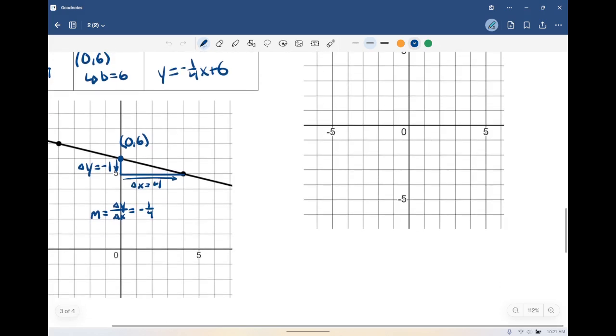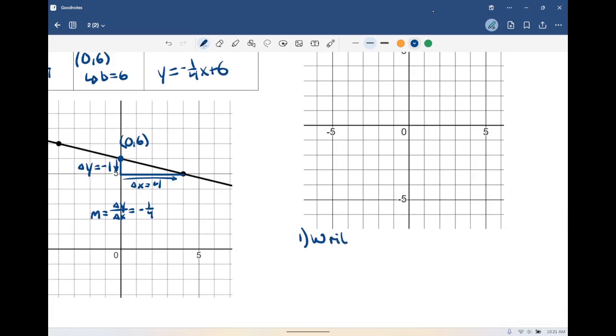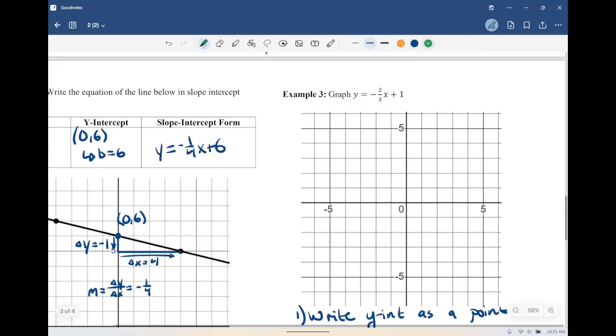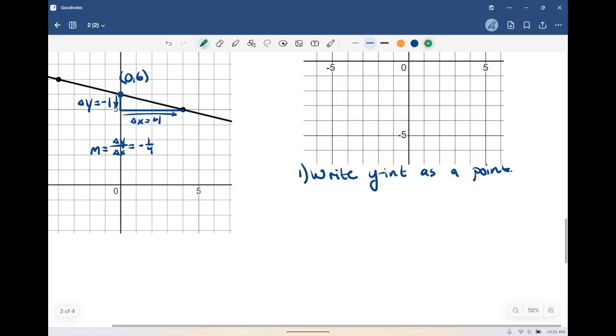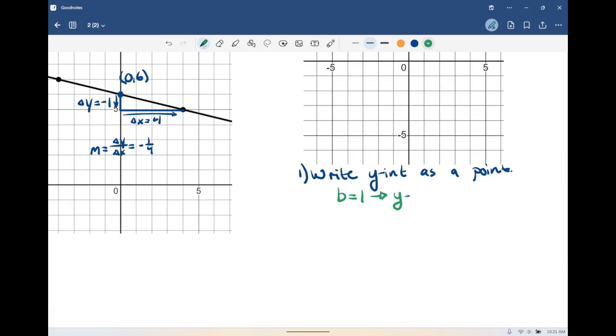The first thing we always want to do is write our y-intercept as a point. When we're working with slope-intercept, it gives us the y-intercept. It just doesn't look like it. And so we want to write it as a coordinate point. If I go back up to this original equation, I see that plus 1 is at the end. Well, that means that b is equal to 1. And so my y-intercept should actually just be 0, 1.